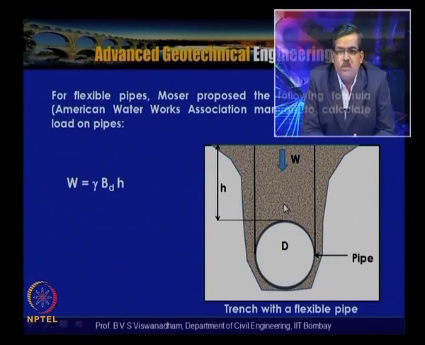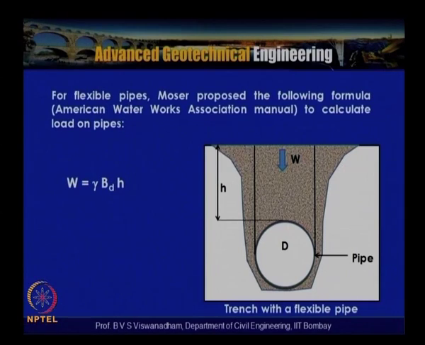So for flexible pipes, Moser proposed the following expression, where W is equal to gamma into B D into H. B is the breadth of the pipe, that is the diameter of the pipe, and H is the embedded depth of the pipe.